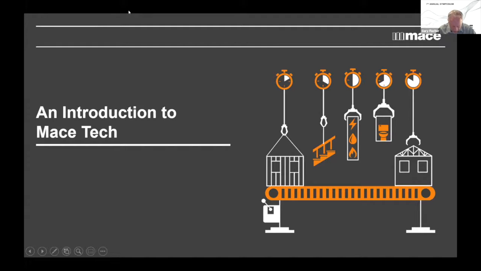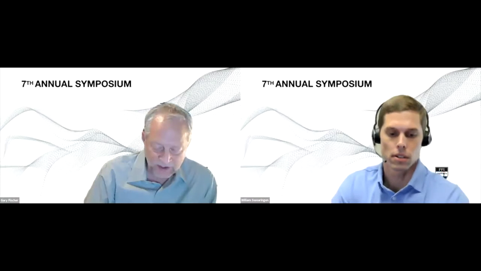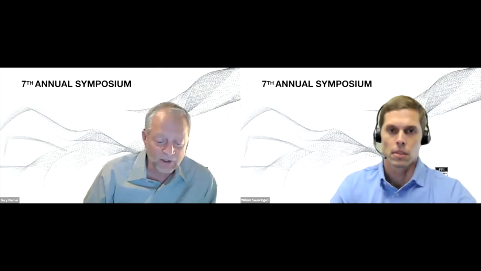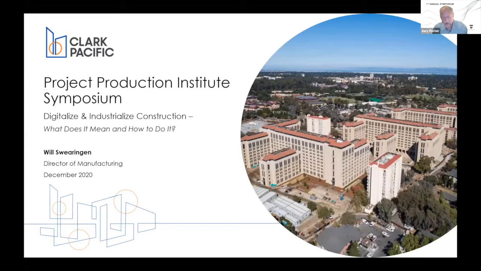So first up is Will Swearingen of Clark Pacific. Will is the Director of Manufacturing for Clark Pacific's Parking and Emerging Markets Division. In this role, he brings over 12 years of experience in complex program management, supply chain, cross-functional team leadership, and global manufacturing. Over the past 2.5 years, he has brought his outside experiences to help deliver projects requiring integrated prefabricated solutions. Prior to joining Clark Pacific, he worked at Amazon Lab, an investment banking associate at Lazard, and an engineering officer in the U.S. Army.